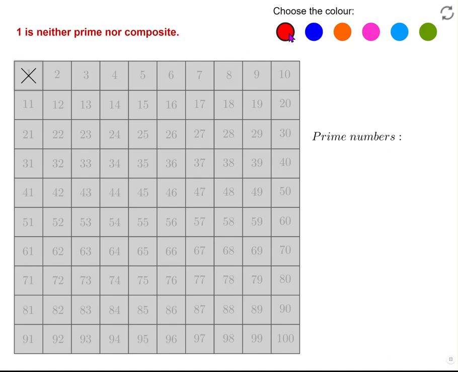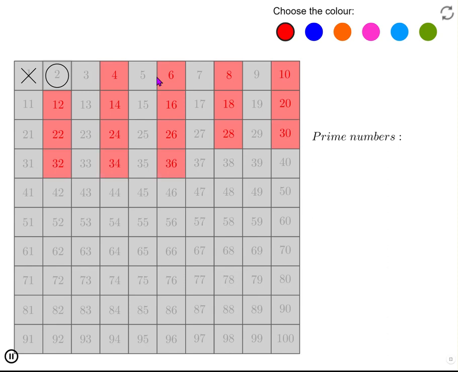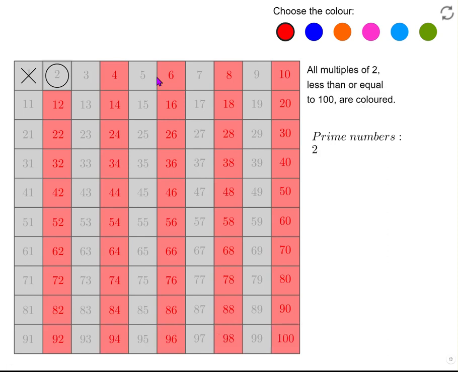So we'll choose to use red, and we look for the multiples of 2. Now, 2 is a prime number. It can only be written as 1 multiplied by 2 in factor form. Now, as these multiples of 2 form on our 10 by 10 grid, I want you to think about the pattern, and in particular, which numbers are eliminated? How would you describe them?